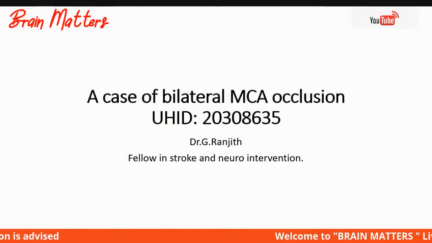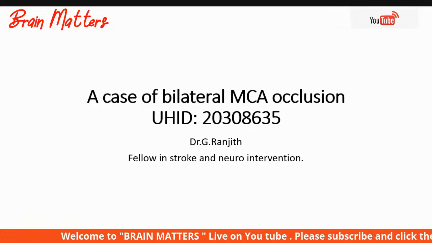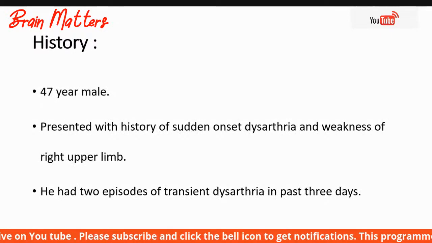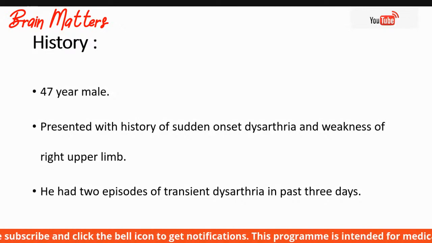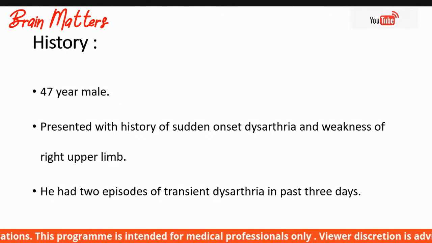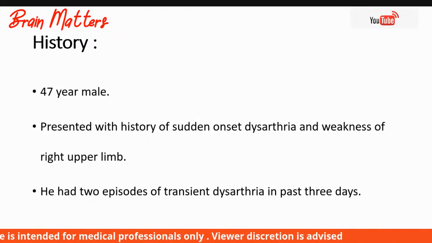Today I am going to present a case on bilateral MCA occlusion. He is a 47-year-old male who presented to us with a history of sudden onset dysarthria and weakness of the right upper limb. He had 2 episodes of transient dysarthria in the past 3 days.